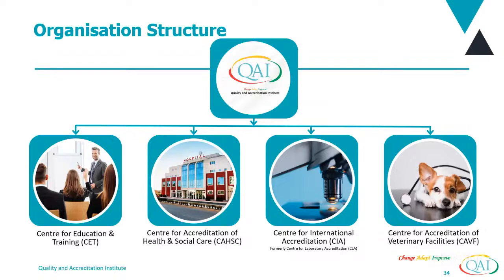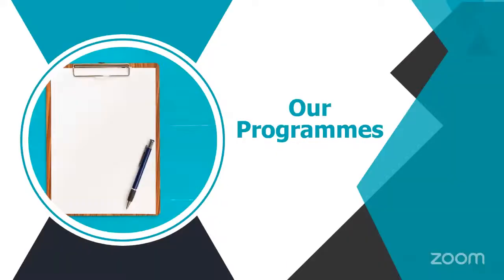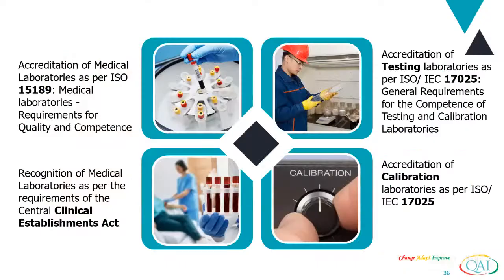Our verticals include CET, that is Center of Education and Training. Further, it is CAHSC, that is Center for Accreditation of Health and Social Care. CIA, that is Center for International Accreditation. And CABF, that is Center for Accreditation for Veterinary Facilities. Under these verticals, we have the following programs running.